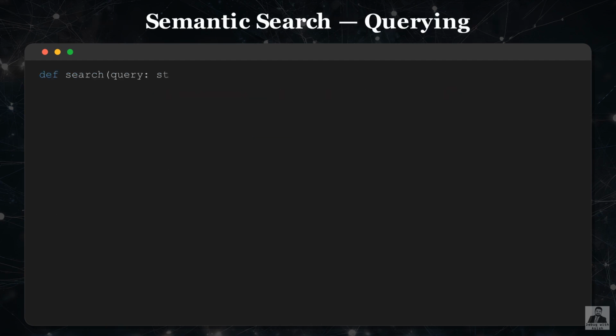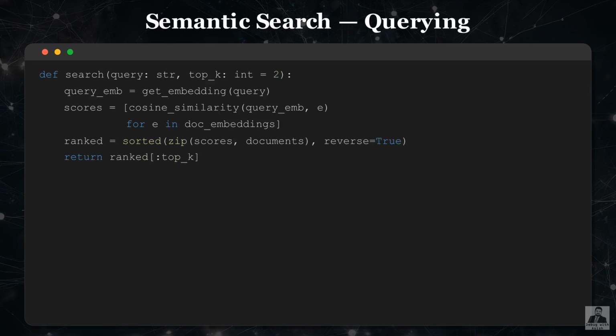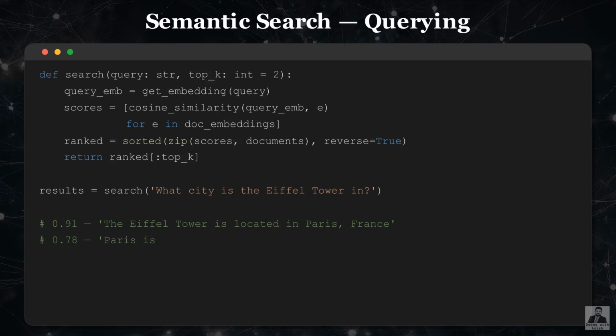The search function embeds the incoming query, then scores it against every stored document using cosine similarity. We sort by score and return the top results. The query is, what city is the Eiffel Tower in? The system correctly ranks the Eiffel Tower document first and Paris as the capital second, even though the query does not contain the words Paris or France. This is semantic search. It finds meaning, not just matching keywords. And this is the core idea that all of RAG is built on.